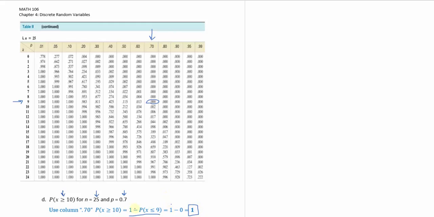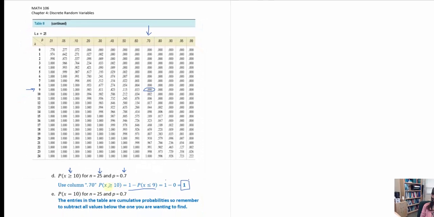Now think about that for a minute. If we're looking for the probability that x is greater or equal to 10, and everything below 10 is 0, does it make sense that the probability of 1, which remember represents 100% of the data, would fall above that value? So maybe that will help you to understand that question a little better.